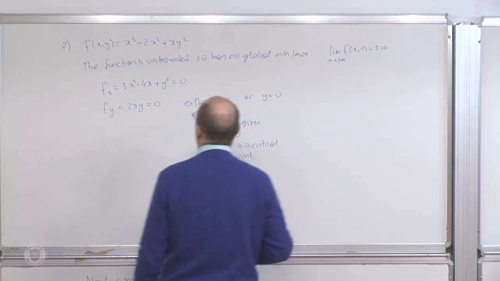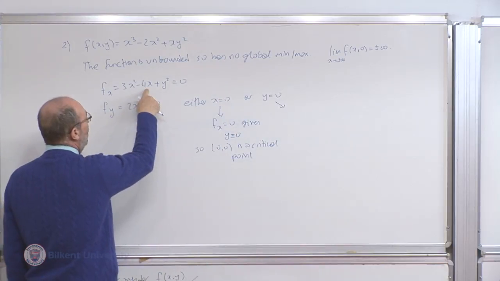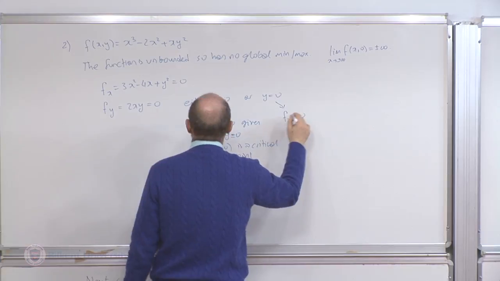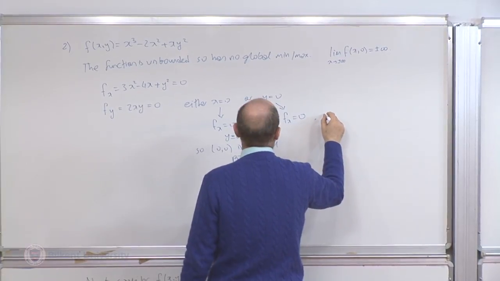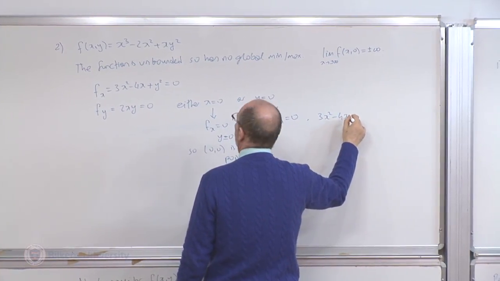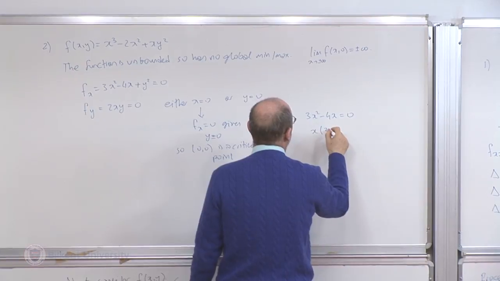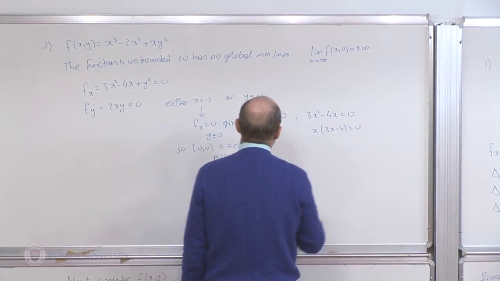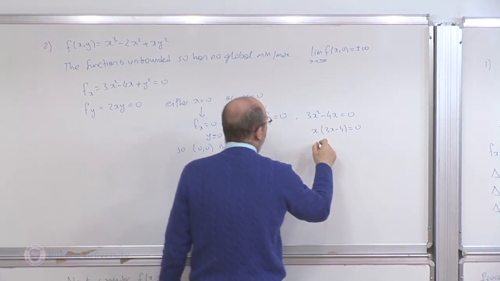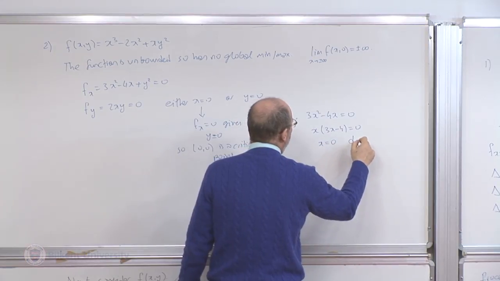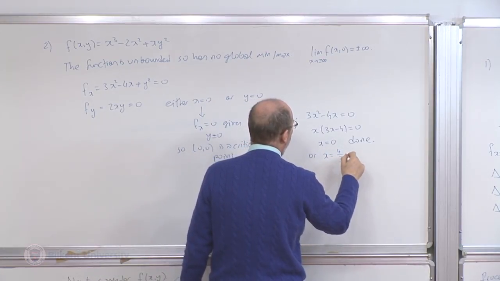Now what happens if y equals 0? I obtained it from this equation, so I put it into this equation and check what happens. y squared is 0, so I have 3x squared minus 4x equals 0. Here this is x times (3x minus 4) equals 0. Either x equals 0, which I already have, or x equals 4 over 3.